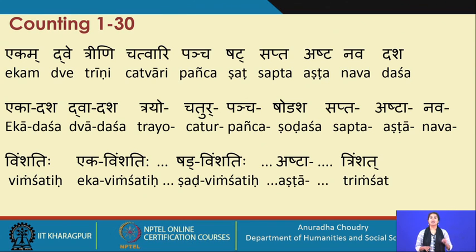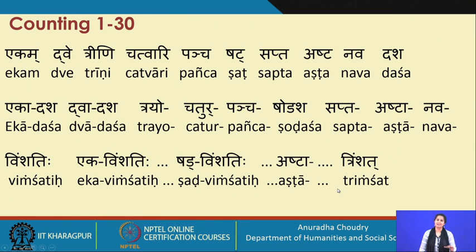Next, ekadasha, dvadasha, trayodasha, chaturdasha, panchadasha, shodasha. This is a very different sound. Shodasha, saptadasha, ashtadasha, navadasha, vimshatihi. So here vimshatihi is 20.